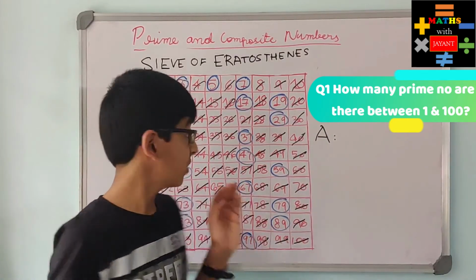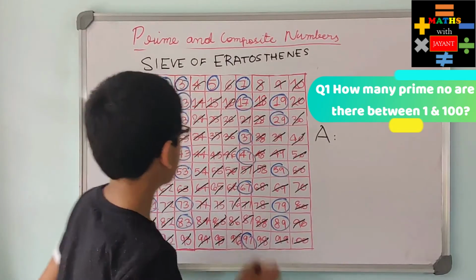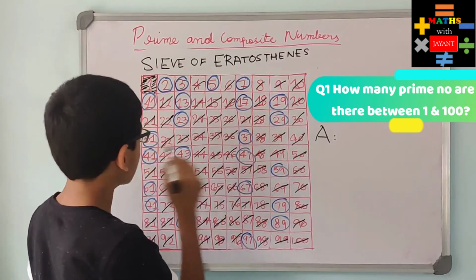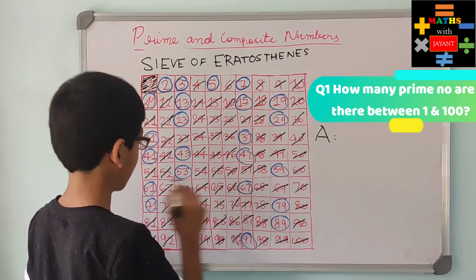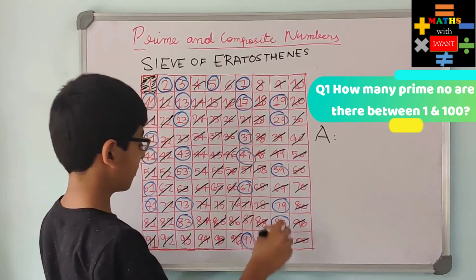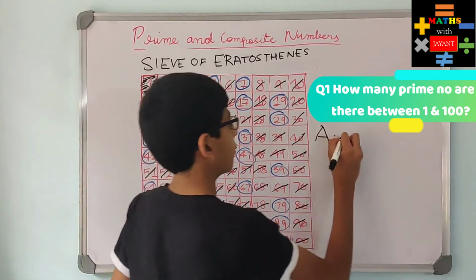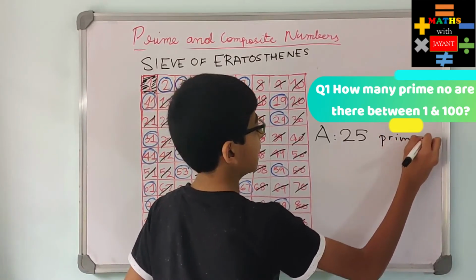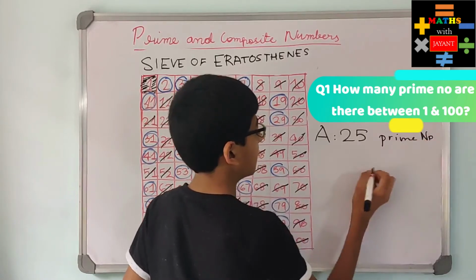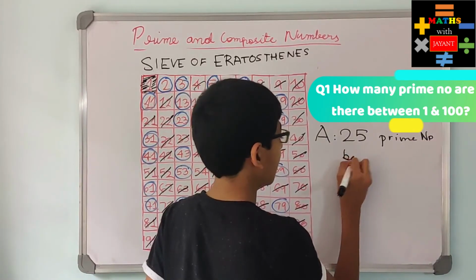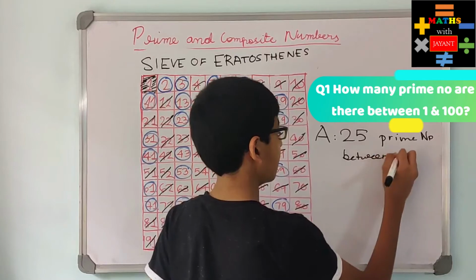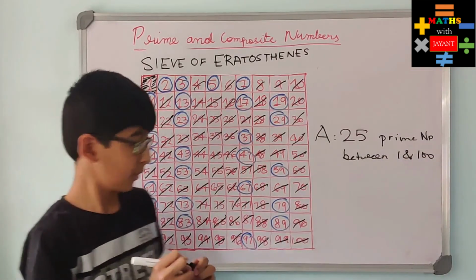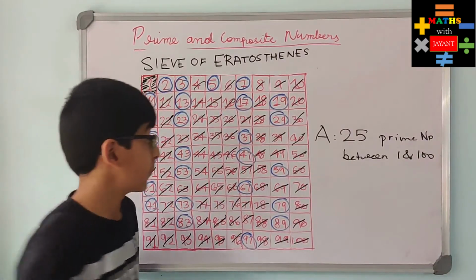So the answer is going to be, let's see, 1, 2, 3, 4, 5, 6, 7, 8, 9, 10, 11, 12, 13, 14, 15, 16, 17, 18, 19, 20, 21, 22, 23, 24, 25. So the answer is that there are 25 prime numbers between 1 and 100. So now we found the prime numbers.